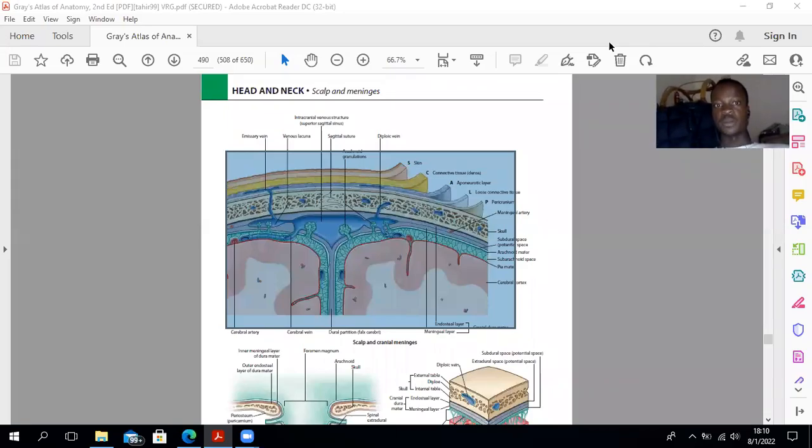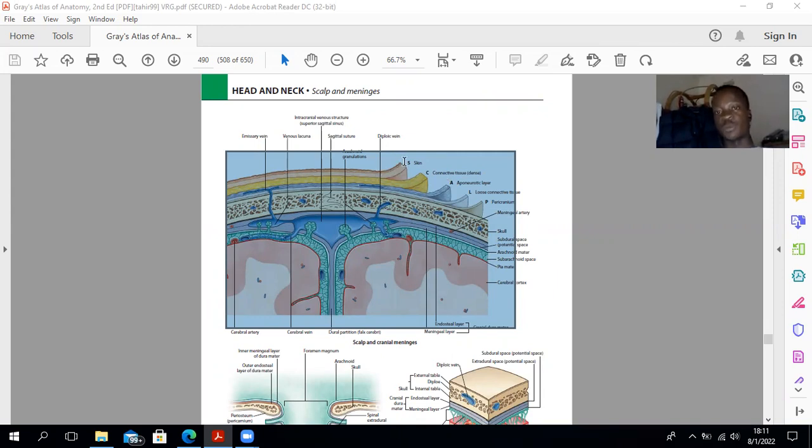Hello and welcome to the tutorial on the scalp. The scalp is going to be the soft tissue envelope for the cranium. It's actually going to extend from the superciliary arcs anteriorly to the external occipital protuberance and the superior nuchal lines posteriorly.